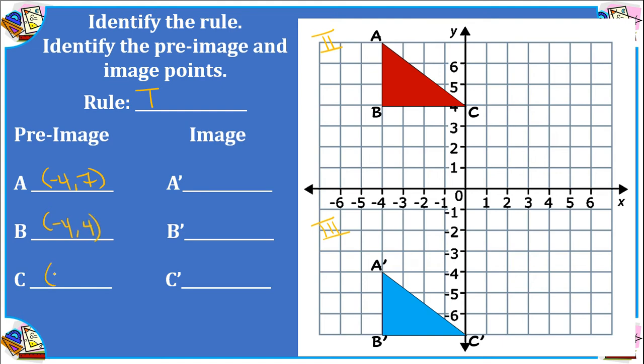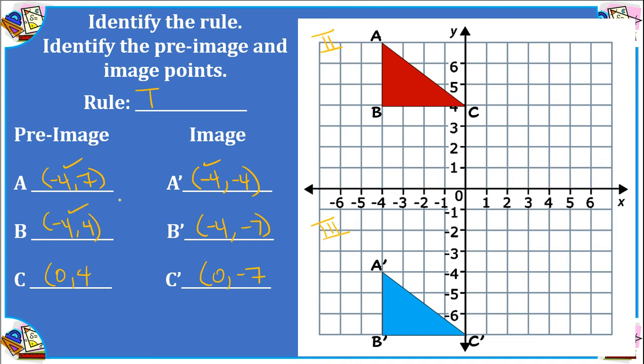And C is (0, 4). So C is on the y-axis. A prime is (-4, -4). B prime is (-4, -7), and C prime is (0, -7). So let's take a look.